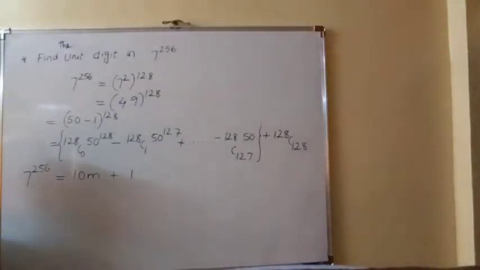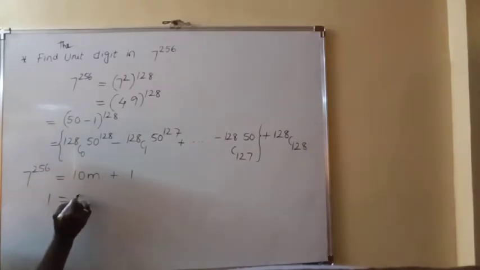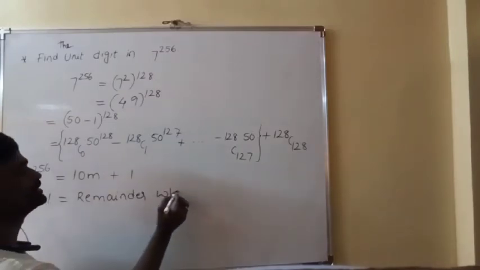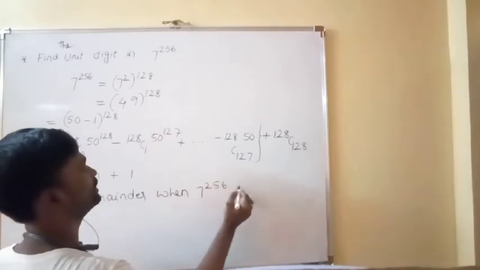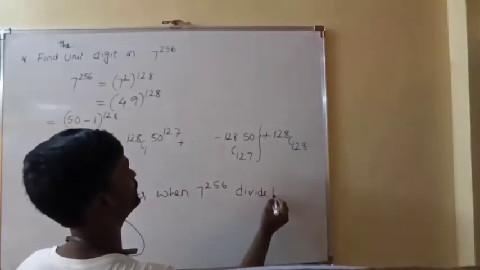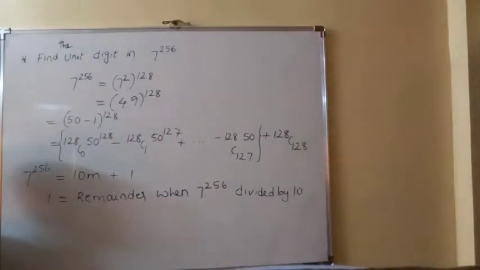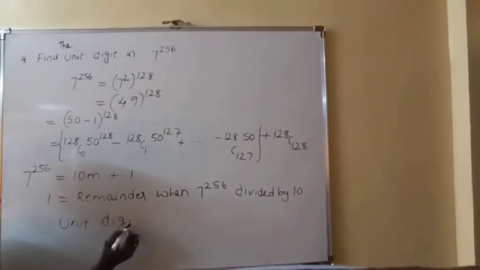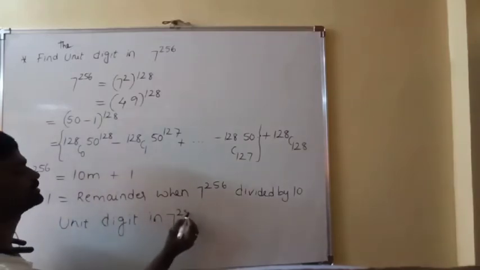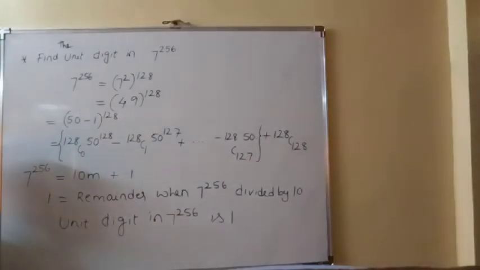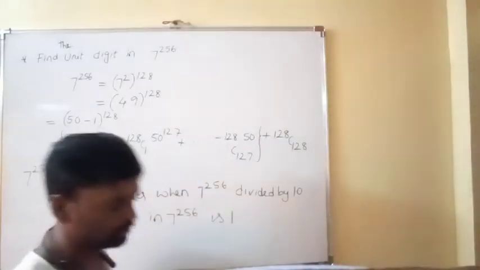That means here 1 denotes the remainder. This 1 is the remainder when 7 power 256 is divided by 10. So the remainder when 7 power 256 is divided by 10 is the same as the unit digit in 7 power 256. So what is the unit digit in 7 power 256? It is equal to 1. This is the method to find the unit digit.